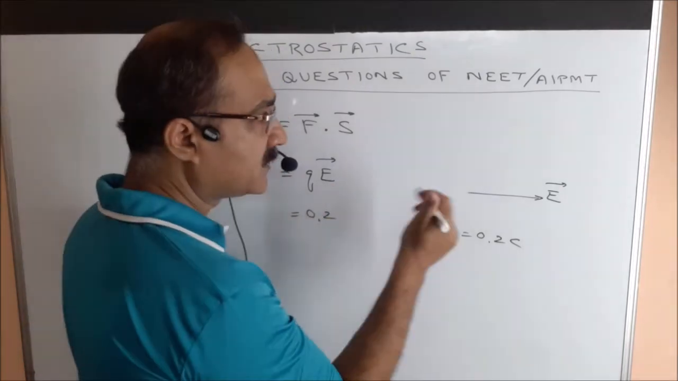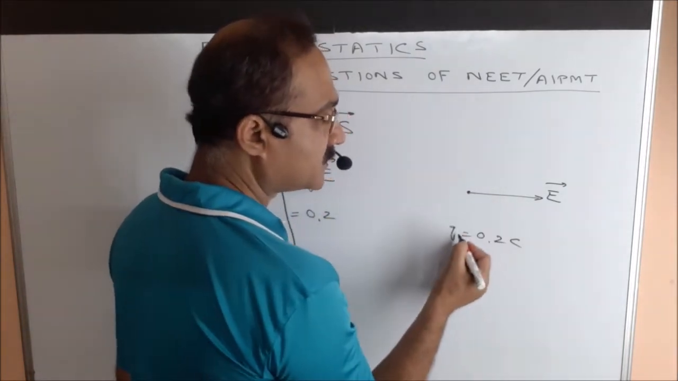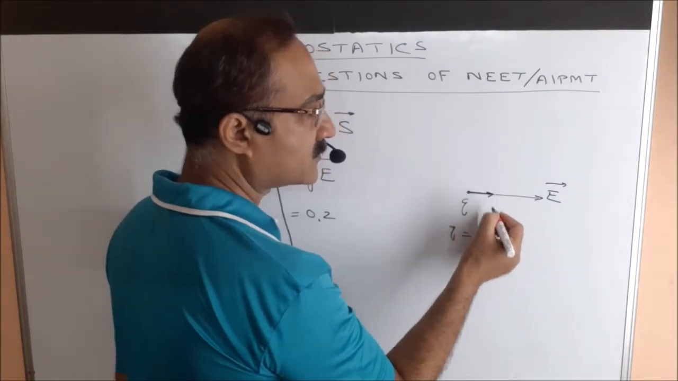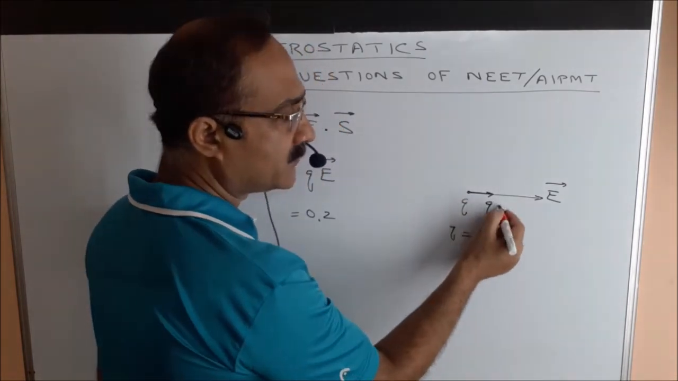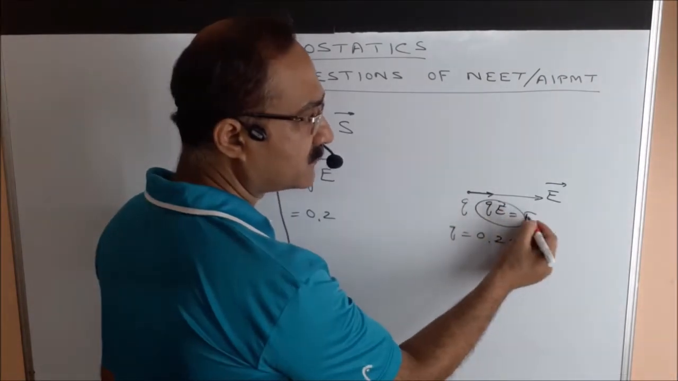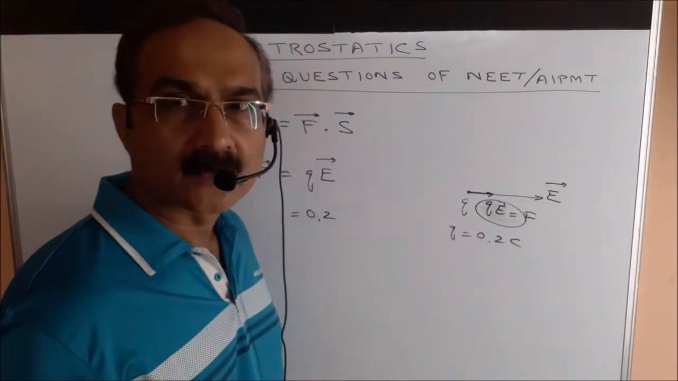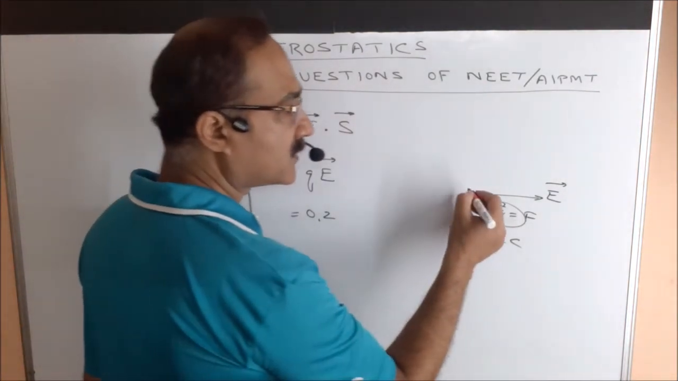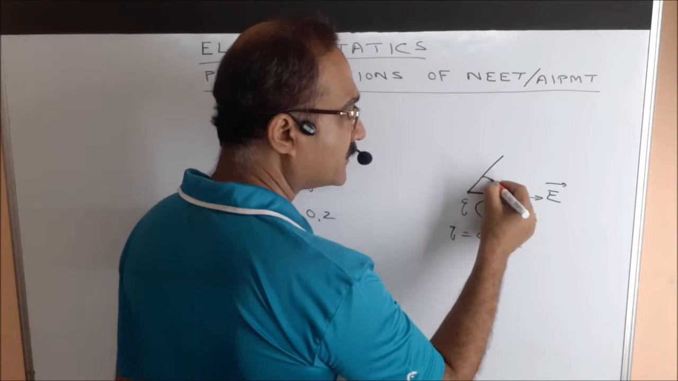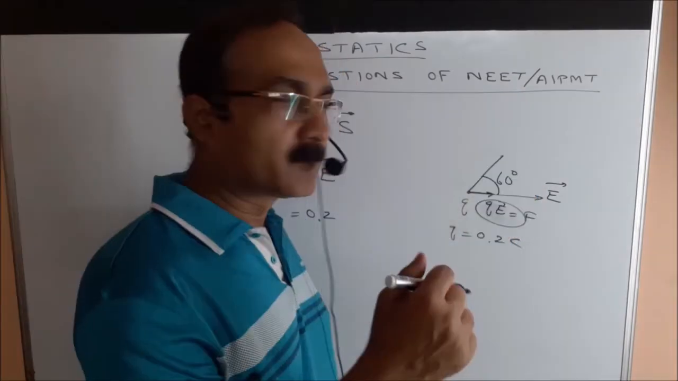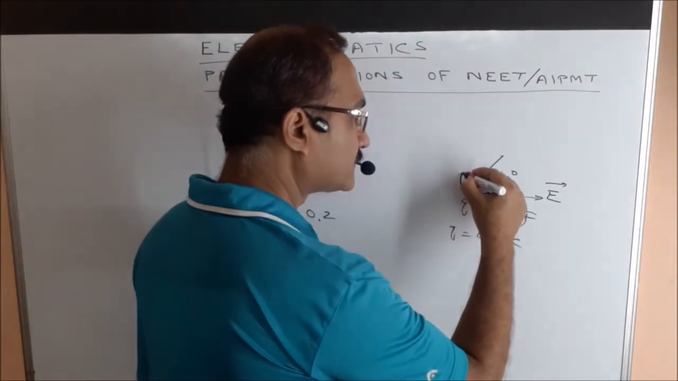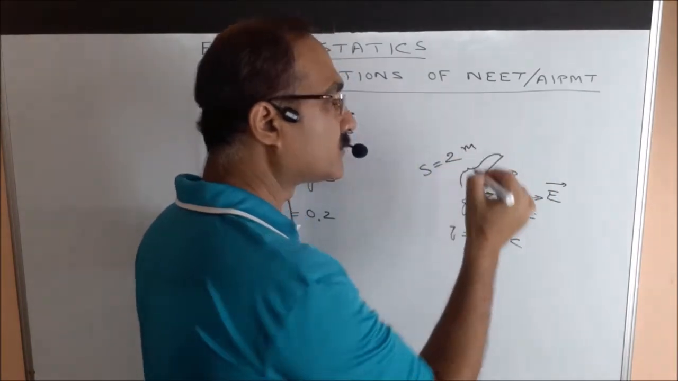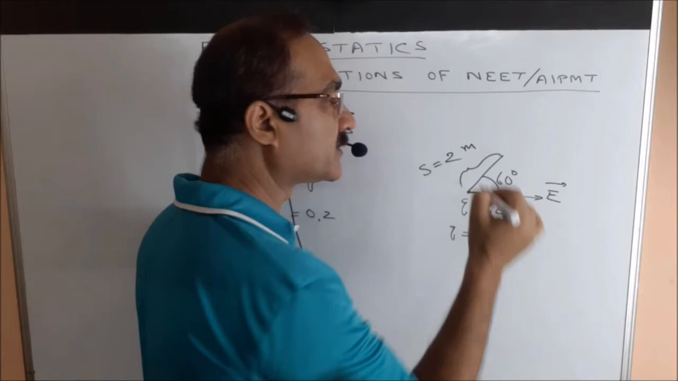So that means if the charge is placed here, the force on it will be along this direction, which will be Q into E. This is the force. Okay? Now the question says the displacement is at an angle of 60 degrees. The magnitude of the displacement is given to be 2 meters. That means S is 2 meters. So all these data are given.